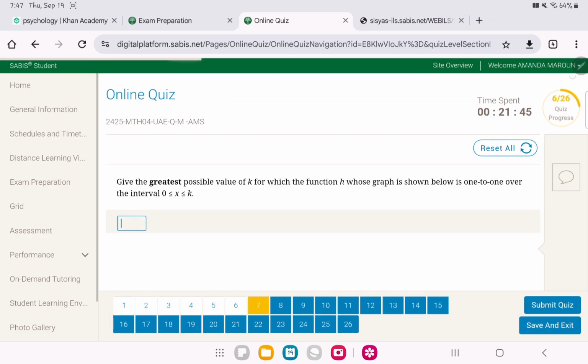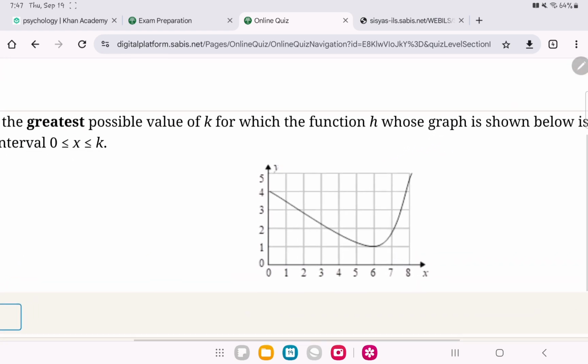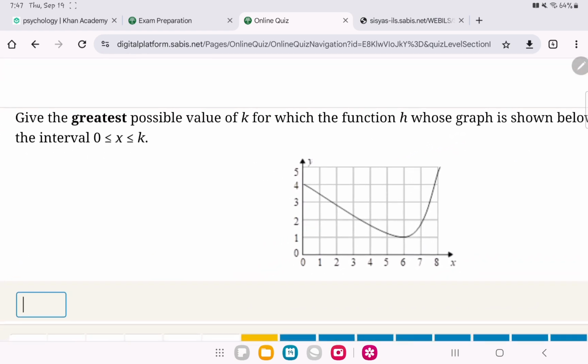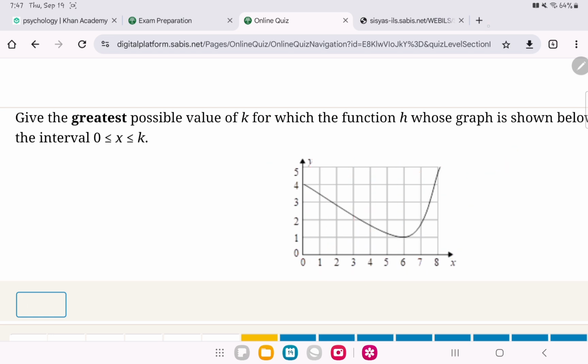Now, question number 7. The greatest possible value of k for which the function h whose graph is shown below is 1-to-1. Basically, they need you to make this graph into a one-to-one graph. We said if it's one-to-one, first of all, we check by the vertical line test to see if it is a function. It passes, so it is a function. Now, we do the horizontal line test to see if it is a one-to-one function. It fails, so it's not a one-to-one function. So we need to find a point on the line where it will make h into a one-to-one function.